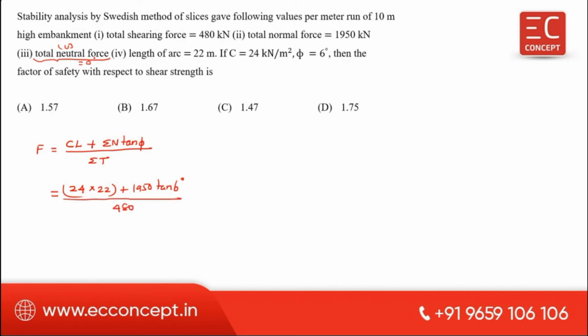This 480 is the tangential force or shear force. So if you solve it, then you will get a factor of safety of 1.5. So the answer 1.5 is near to C. Okay, but this problem is somewhat difficult to solve, since keeping the value of tan 6 degree in our brain is difficult, right? So that is difficult only.